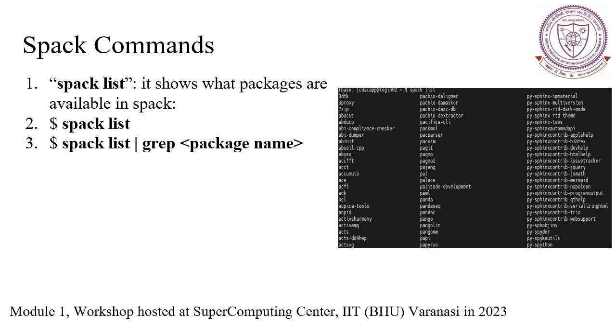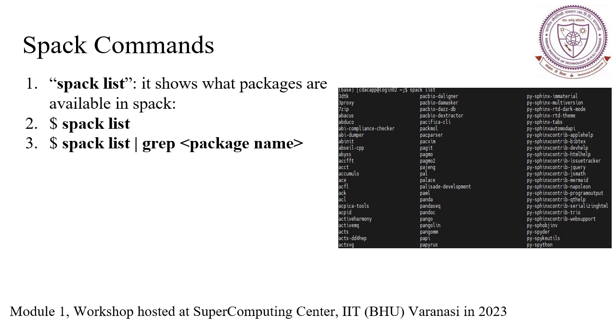So the spack list command. The spack list command lists all of the software packages that are available in Spack. This is a useful command for discovering new software packages or for finding specific software packages that we need. To use the spack list command, simply type spack list at the command line. This will output a list of all the software packages that are available in Spack.